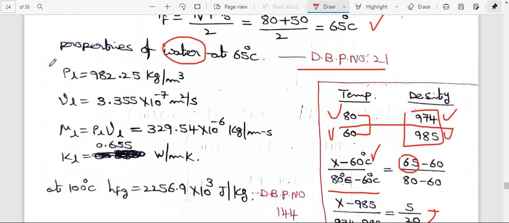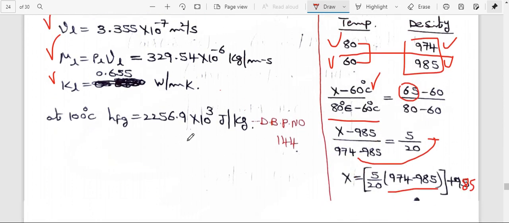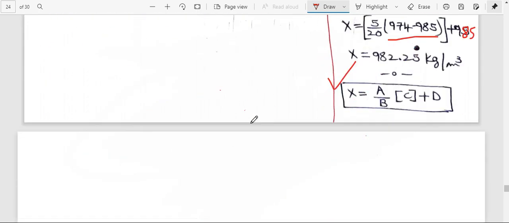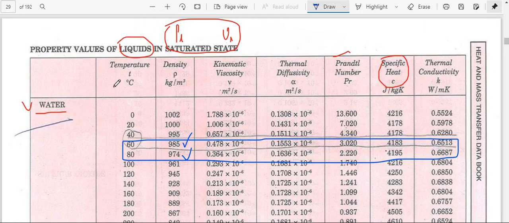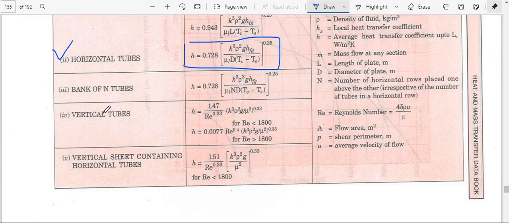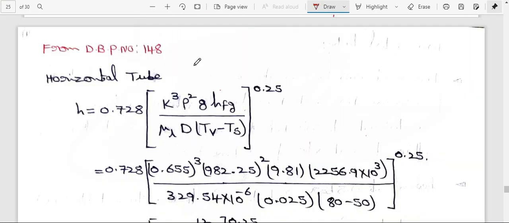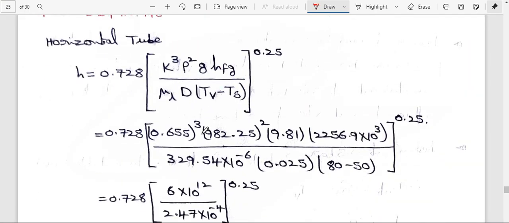Here the rho L value, rho V value, mu L value and KL value are taken from the property values at the temperature of 65 degrees. HFG is at 100 degrees, and we know the HFG value from data book page number 144. Here I am considering a condensation problem, that is a vertical tube. I am taking this formula from data book page number 148, so I can substitute all these values.